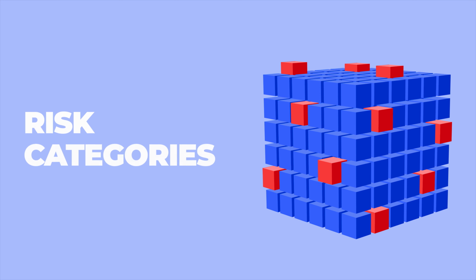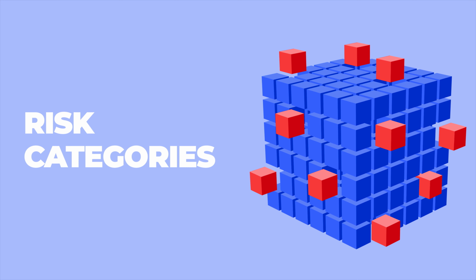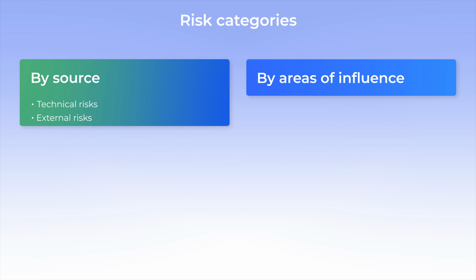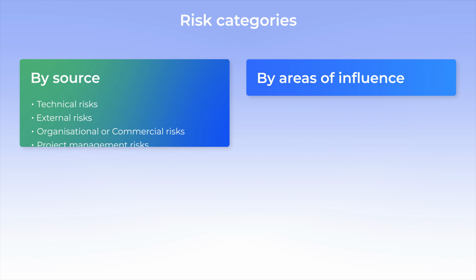There are different ways to classify all possible risks. First, we define risk categories by source. Technical risks are associated with technical parameters of the project. External risks involve software and licenses provided by external vendors, legislation and restrictions, competitive environment, and so on. Organizational or commercial risks include contractual terms and conditions, logistics and internal infrastructure, customer stability and solutions, suppliers, and others. Project management risks contain everything related to project management, business processes, and communication between stakeholders.